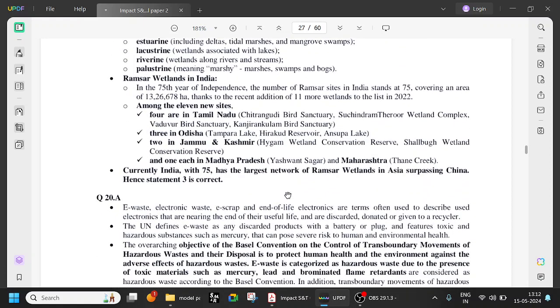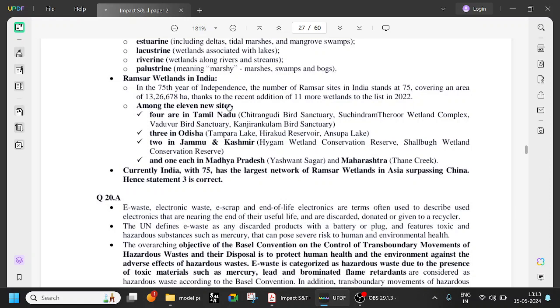So Ramsar wetlands in India in the 75th year of independence, number of Ramsar sites is 75. So try to remember 75, 75. Area, try to remember if you can. Okay, 13 lakh hectares. Recent addition, 11 more wetlands have been added in 2022.